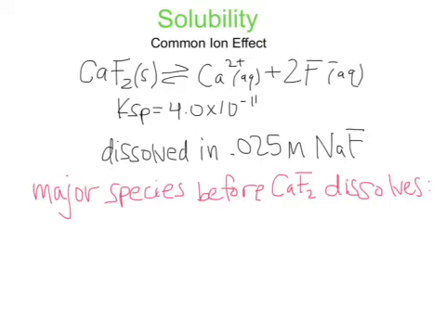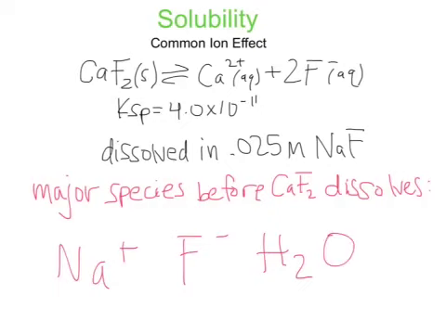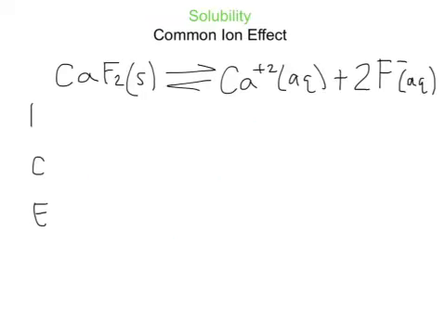If you dissolve a salt in a solution with a soluble compound containing one of the ions of the salt already dissolved, then it lowers the solubility of the salt, but not the KSP value if it remains at the same temperature. Before CaF2 dissolves, the major species are Na+, F-, and H2O. Therefore, there is already a 0.025 molar concentration of F- in the solution. The concentration of the solid is irrelevant when calculating the KSP value.